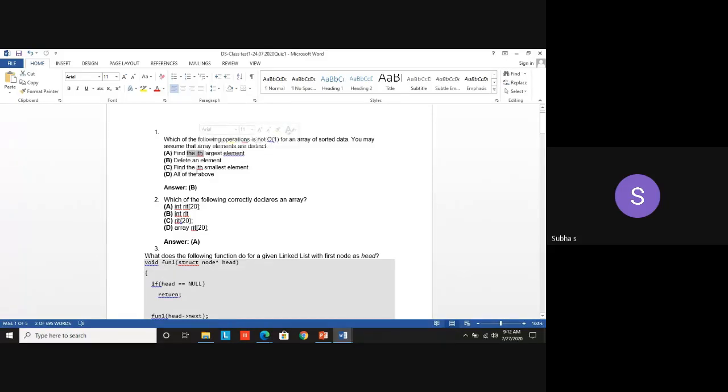Now look at the third one. Find the ith smallest element. Find the 24th smallest element. So your constant is there. 24 is mentioned. So both are not applicable. So obviously your option is what?